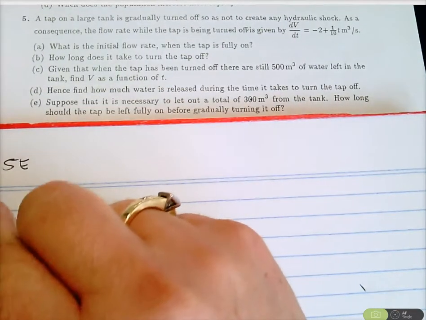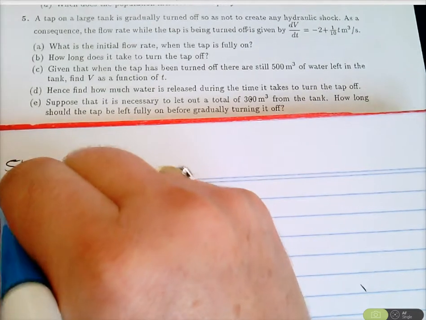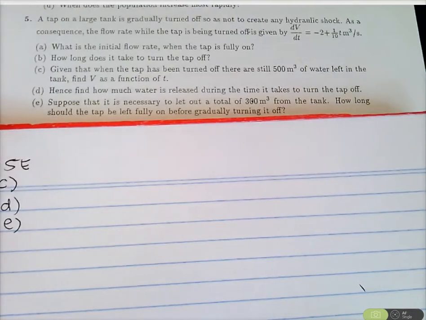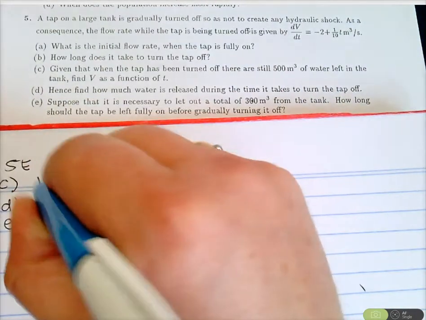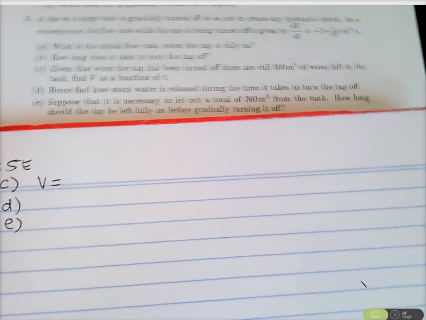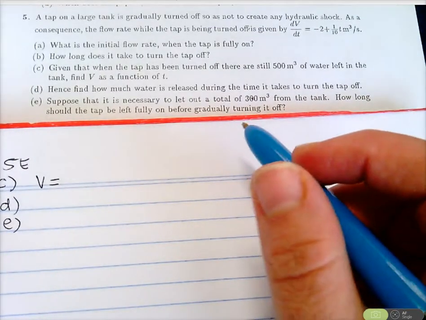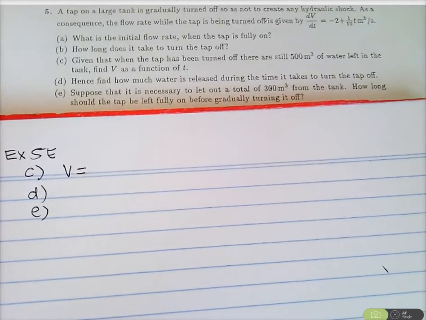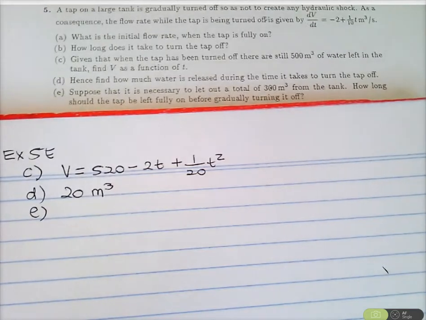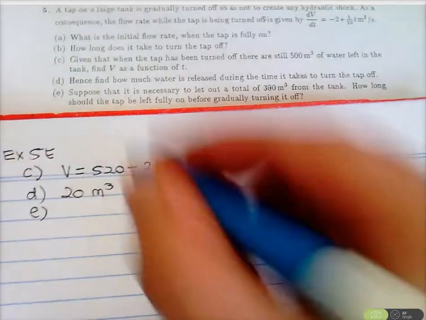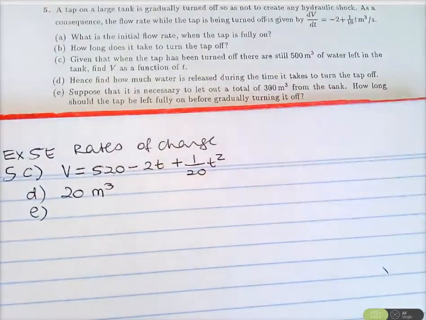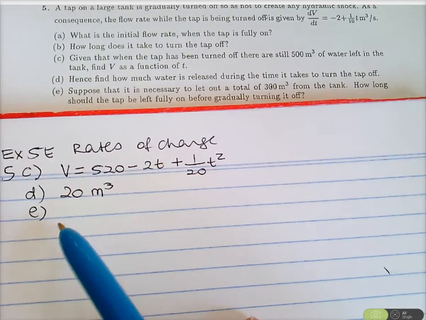We had answered, I believe, questions C and D, and then we'll start working on E. Given that when the tap is turned off, what is V as a function of t? V equals? Just finishing off part E. Last lesson we were doing exercise 5E, rates of change, question 5. We had gone through questions A, B, C, D, and we were up to question E.